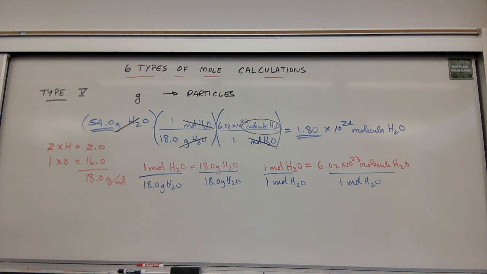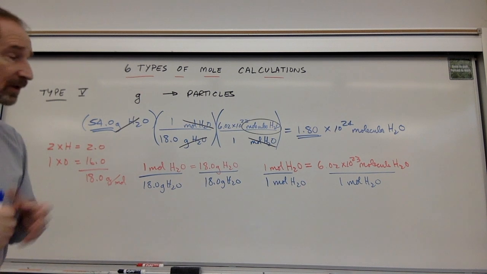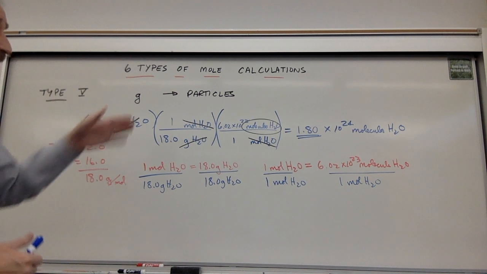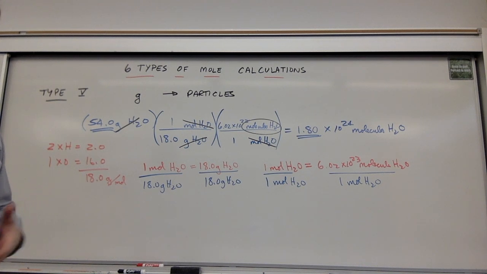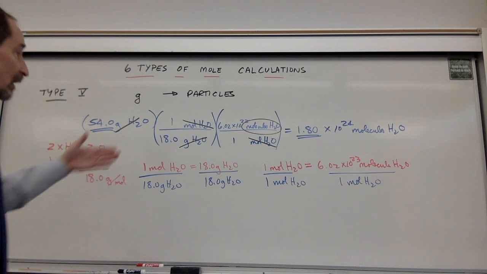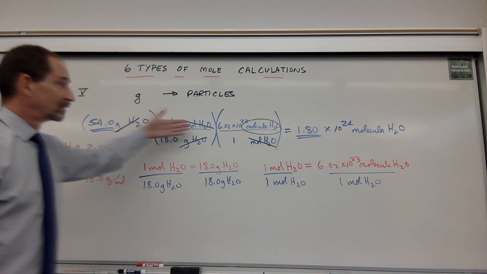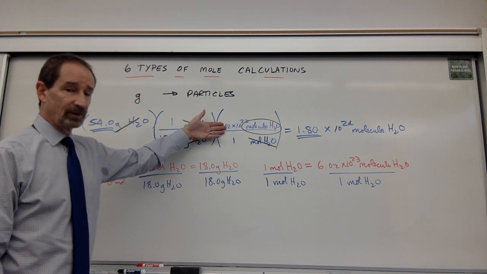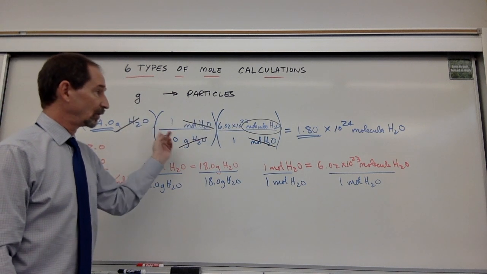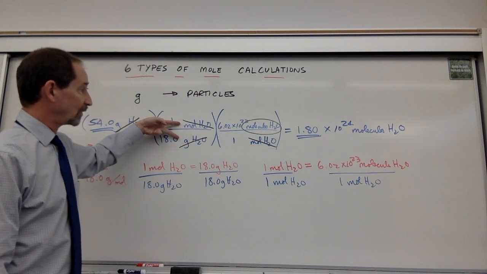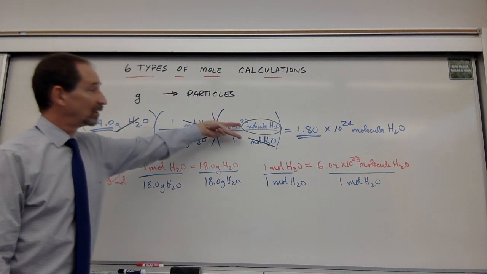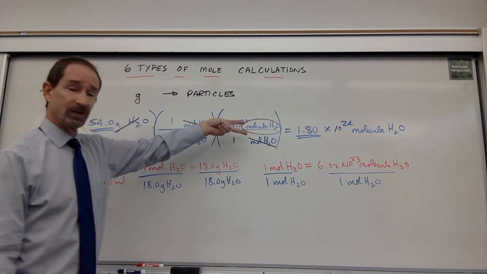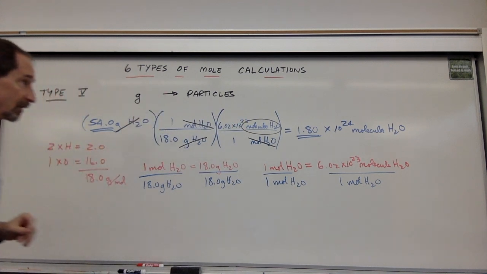If you look closely at type 5, you see it's really just type 1 and type 4 put together. It's not a new technique, it's not a new style, it's grams to moles, moles to particles. Those are the only 2 things you need. Grams to moles or moles to grams, moles to particles or particles to moles. You can do everything from that.